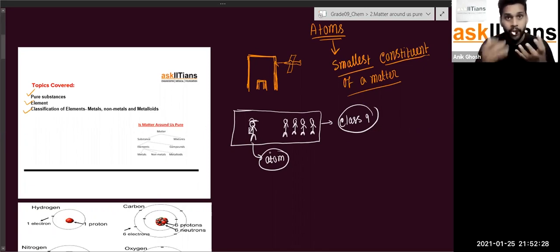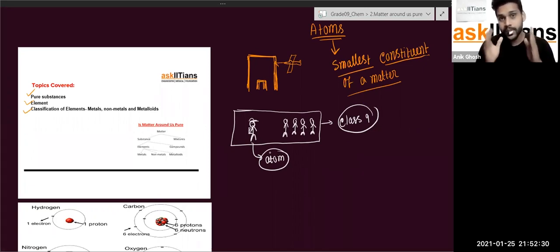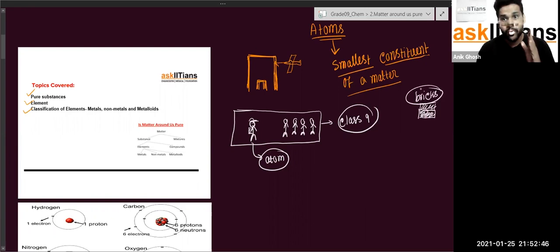I'm not talking about the school building. If that was the school building, then the bricks are the atoms. I'm just trying to make it clear to you what an atom is. These are the bricks. When the bricks get attached with each other, they make the building, isn't it? They make these types of buildings, right? So these bricks are the atoms of the entire building.